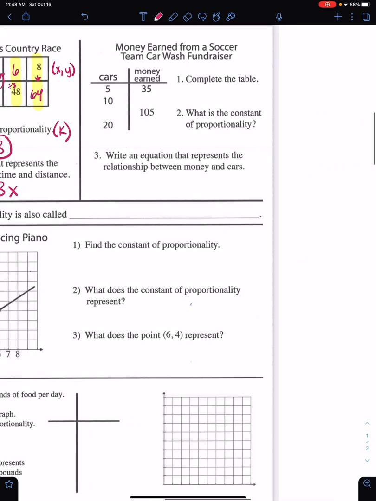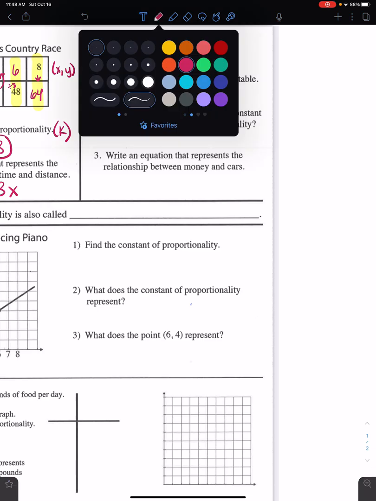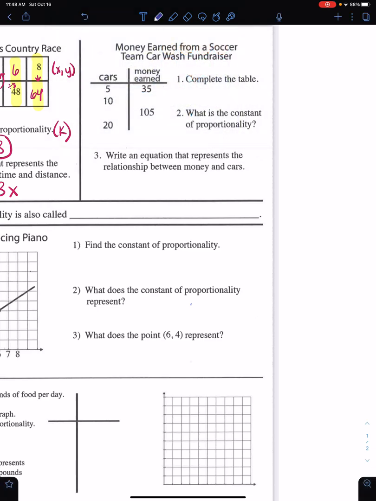Let's look at this next example that shows cars washed and money earned. We'll complete the table. 5 times 7 is 35, so we'll do 10 times 7 to get 70, and we'll do 20 times 7 to get 140. Going the other way, we'll want to divide by 7. This is going to give me 15 over here. So I've completed the table. These are my x values, and the second set of numbers is my y values.